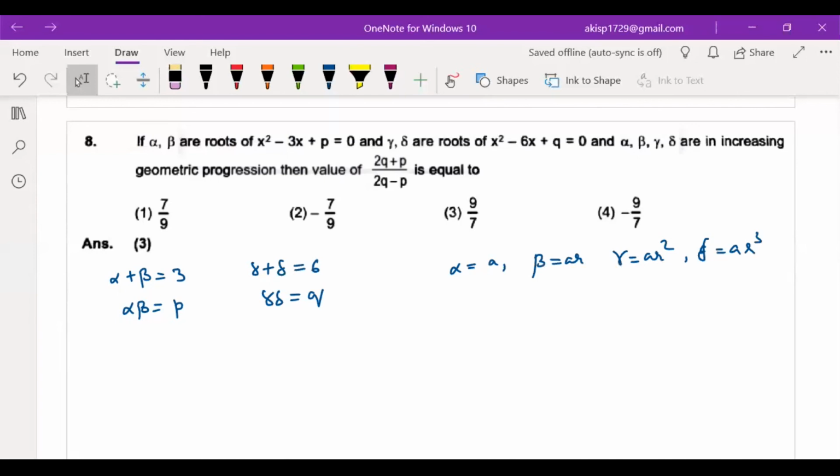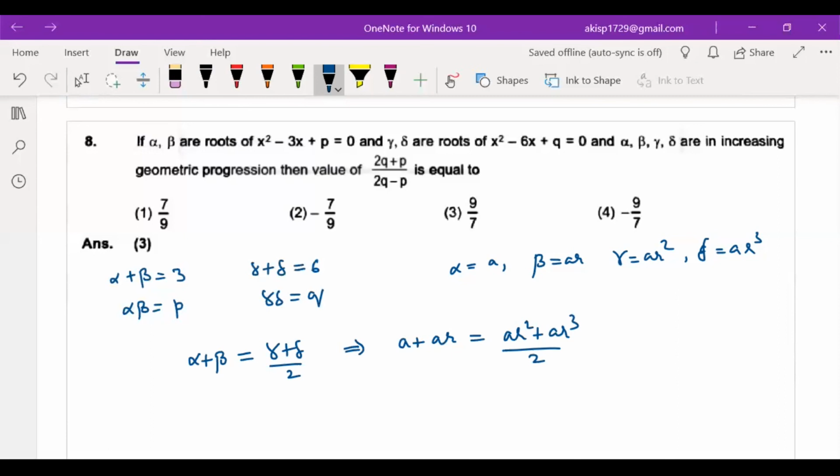Okay, so I have alpha plus beta, I have gamma plus delta. So these two values I know actually. So I know alpha plus beta is actually gamma plus delta by 2. And in this I can substitute the values of alpha and beta. So a plus AR is the same as AR square plus AR cube by 2. So I can cancel out A because A is not 0. Why? Because it is an increasing GP.